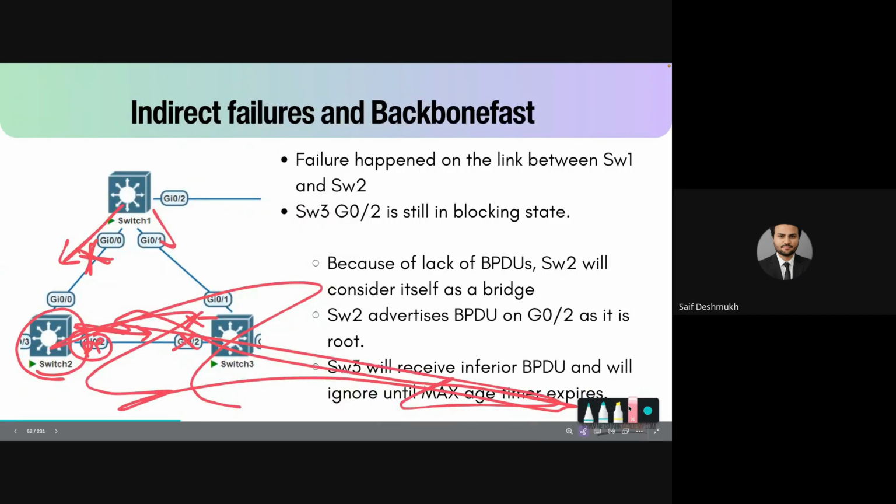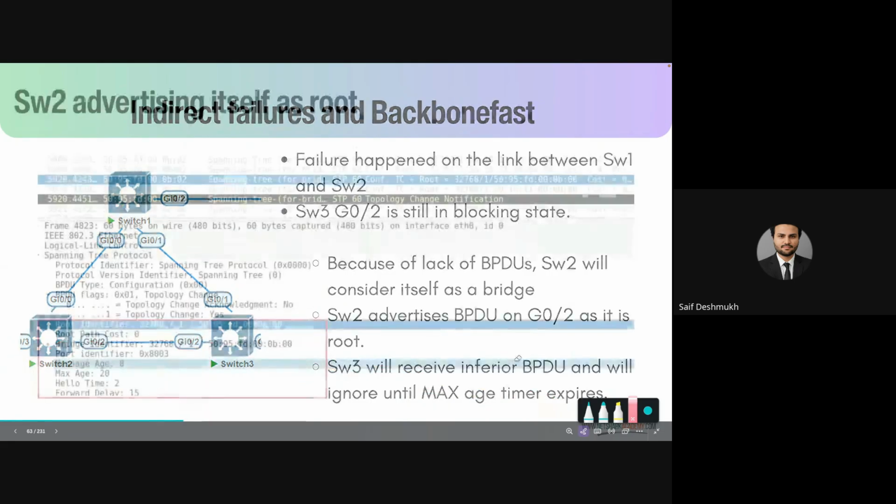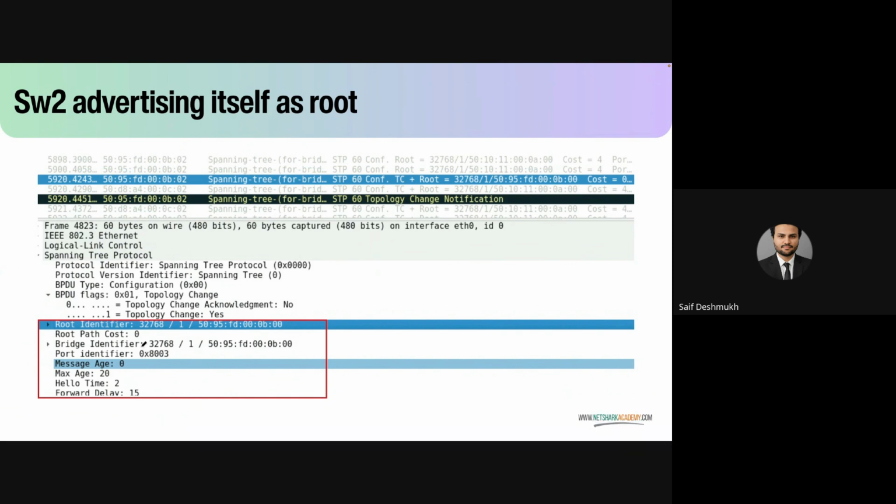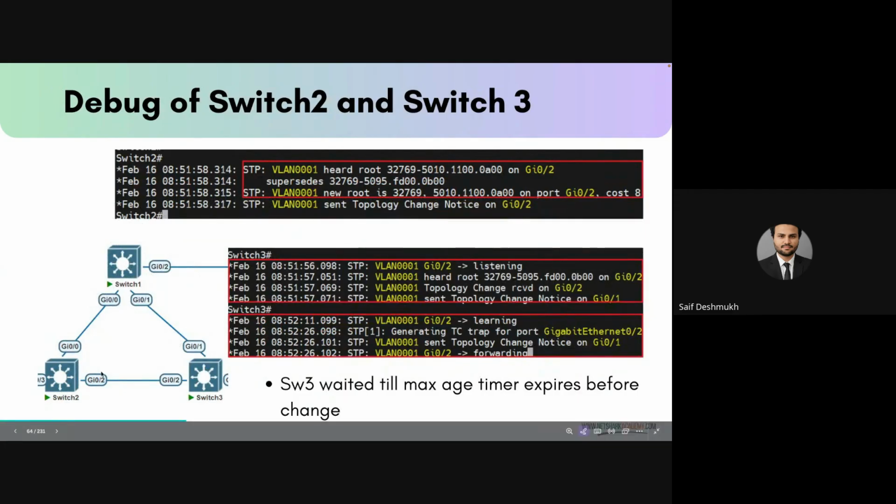Something is happening with the root. It doesn't matter. The root ID and the bridge ID are the same. Someone is claiming to become the root bridge. Now this is heard by switch 3 on this interface.